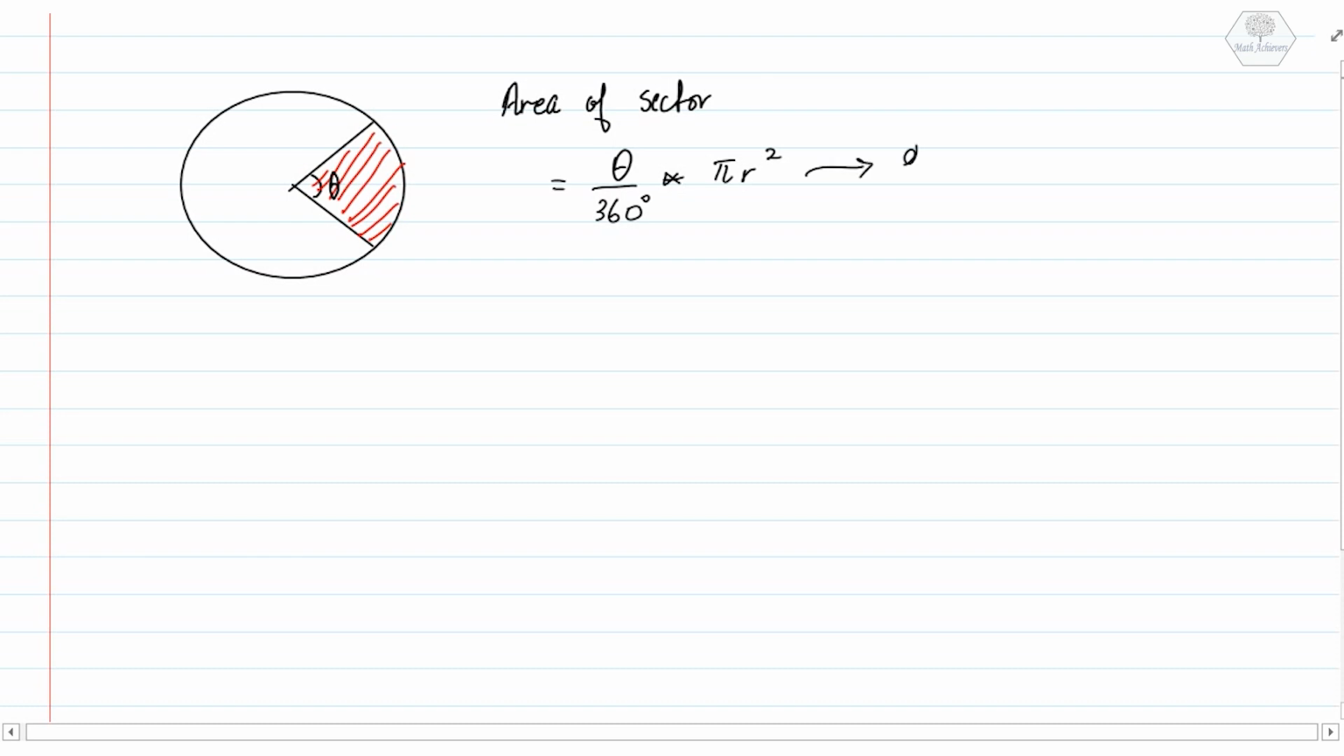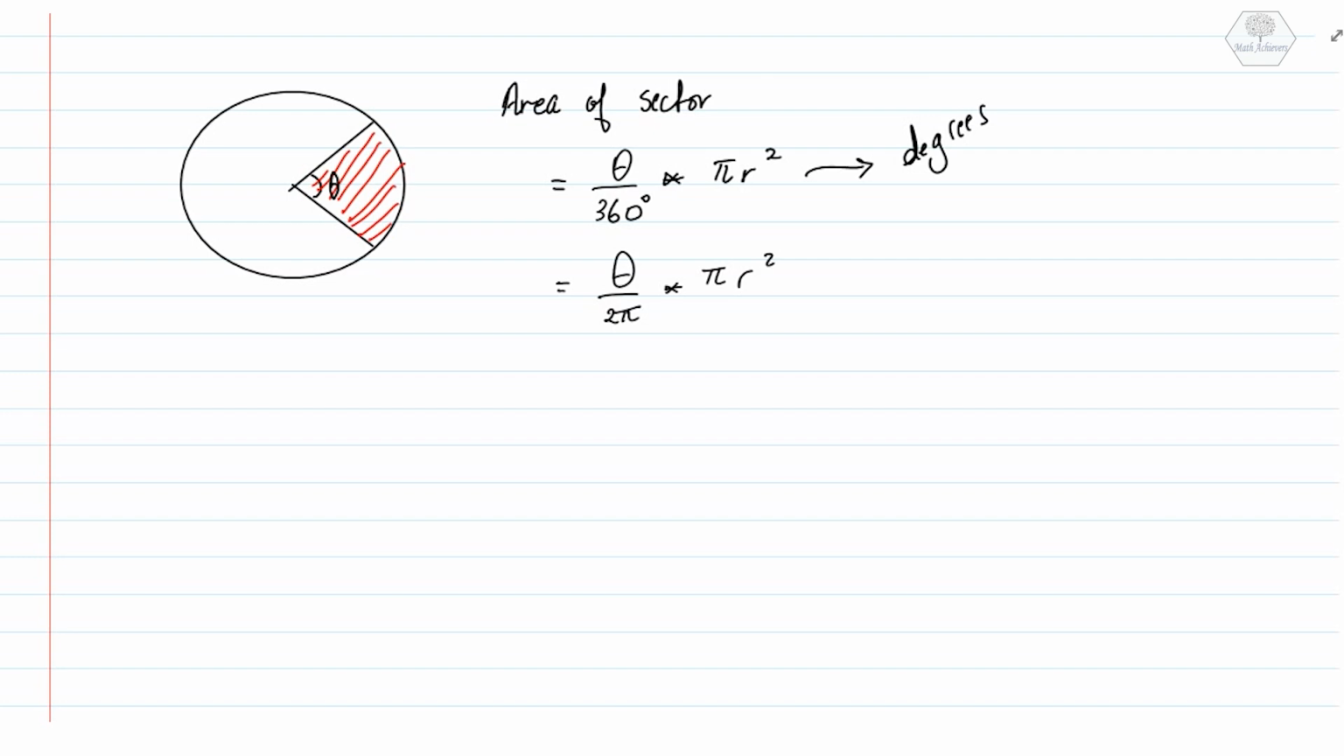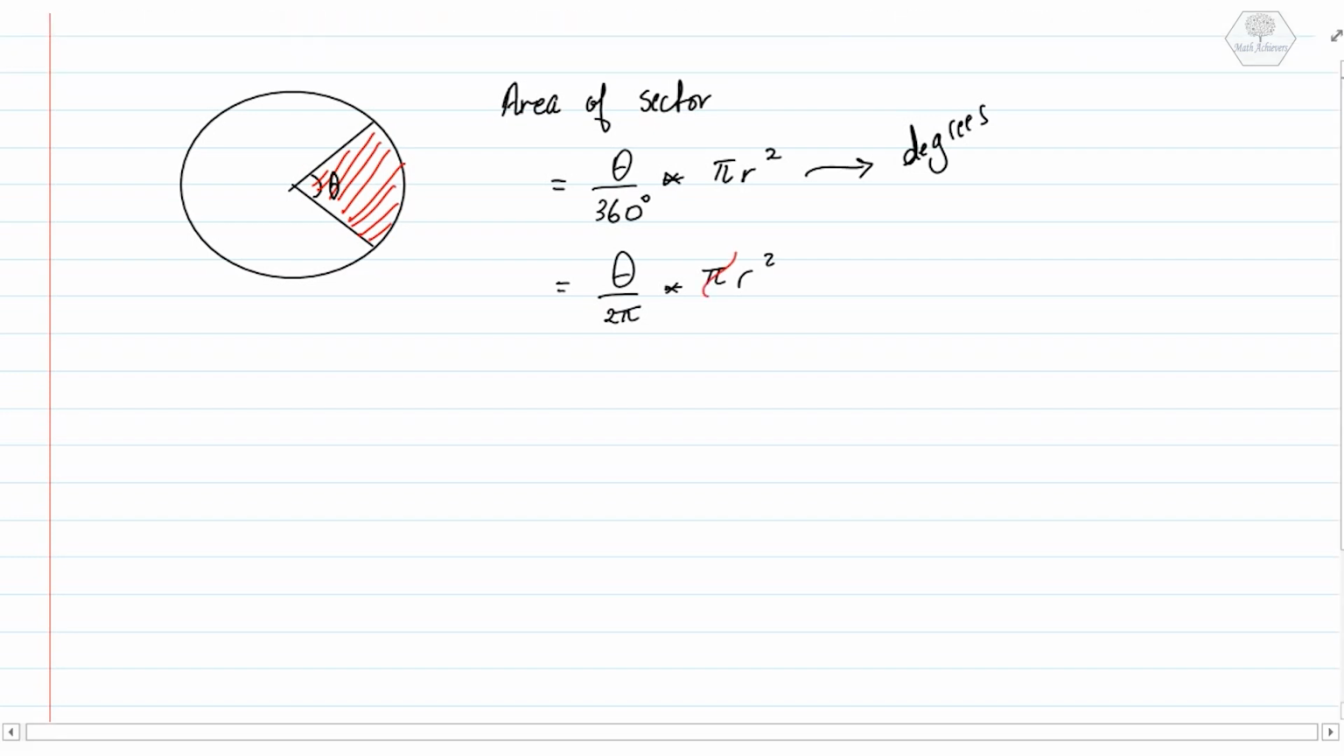This value is in degrees. If I want to find the value in radian measure, I have to change 360 into 2 pi, which is equal to theta over 2 pi times pi r squared. The pi crosses out with this pi, so I have theta over 2 times r squared. This value is in radian measure. This is the area of the sector.